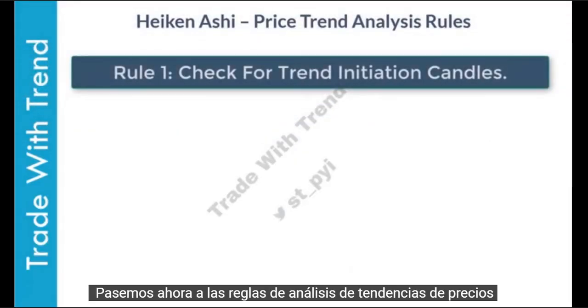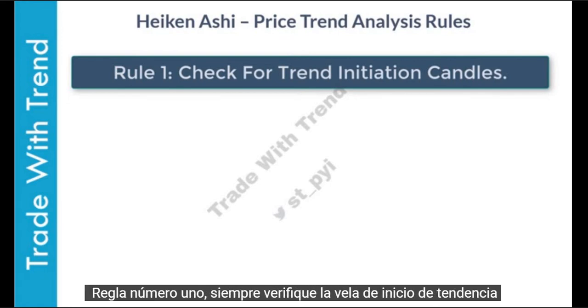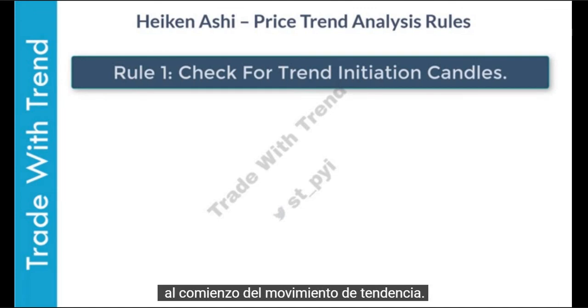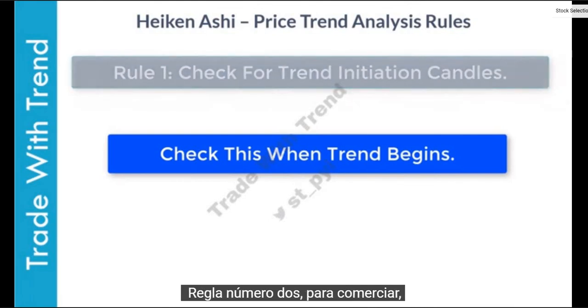Let us now come to price trend analysis rules for Heiken Ashi candlesticks, and these will be required in subsequent parts. Rule number 1. Always check for trend initiation candle in the beginning of trending move. If initiation candles are not visible, move to the next instrument. Do not forget that initiation candles set the foundation of trend, and the stronger these candles are, the better it is for overall trend.